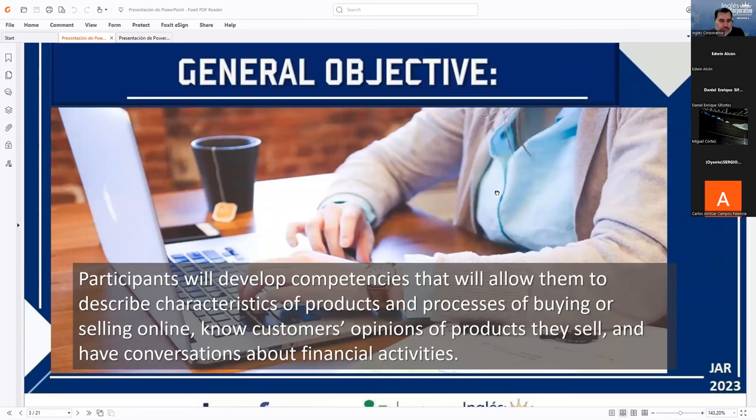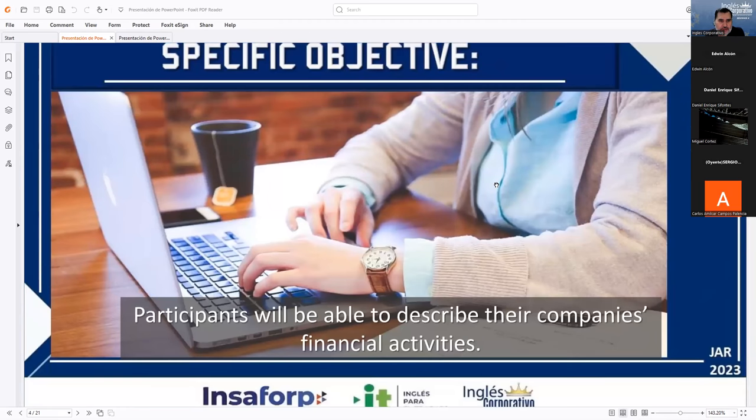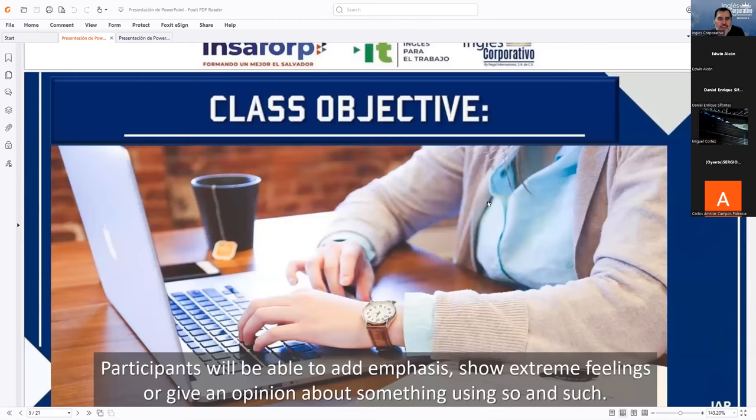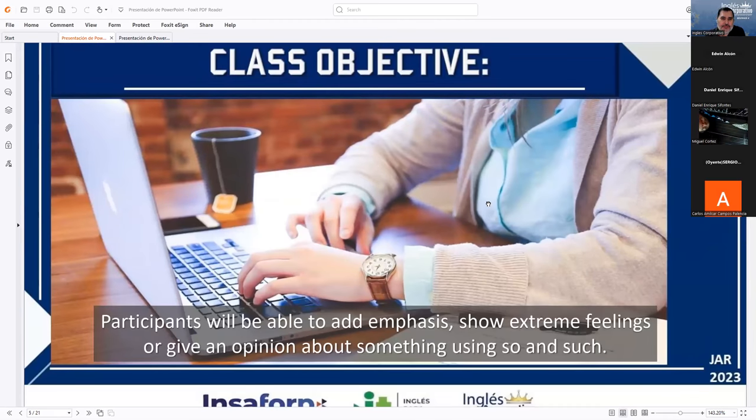This is the general objective. This is the specific objective. This is the class objective. Participants will be able to add emphasis, show extreme feelings, or give opinions about something using so and such.